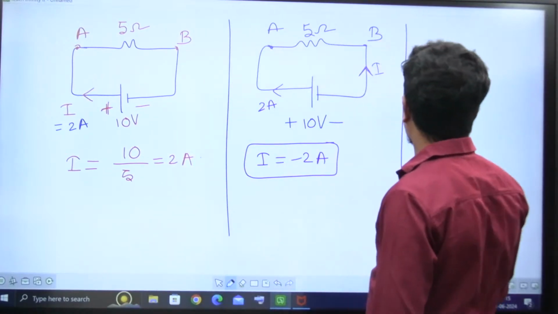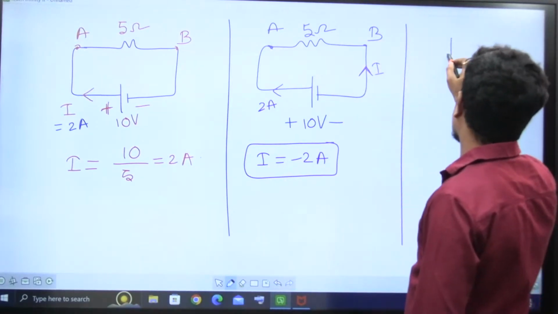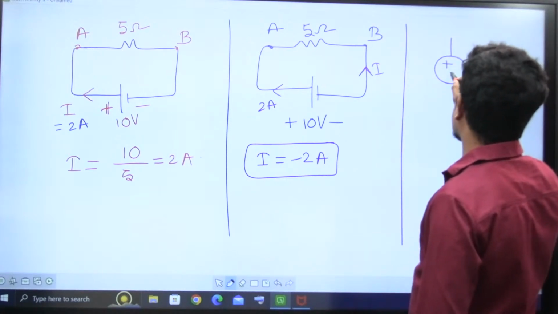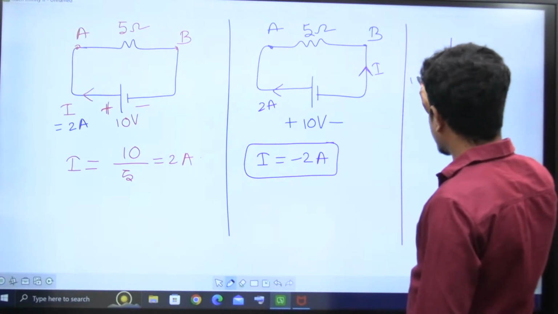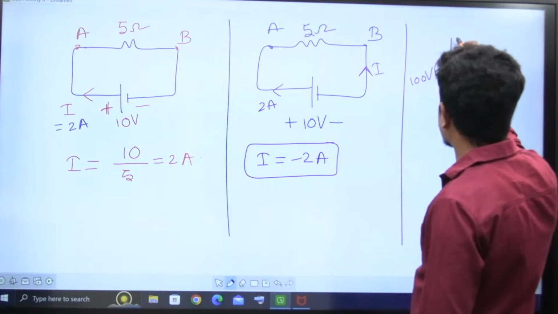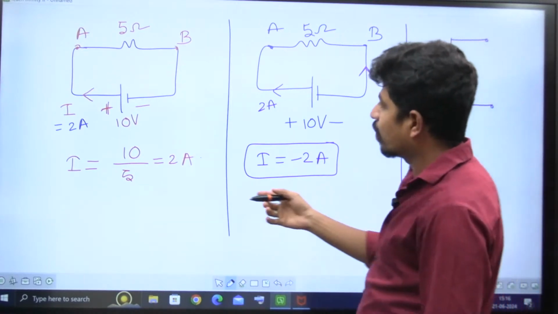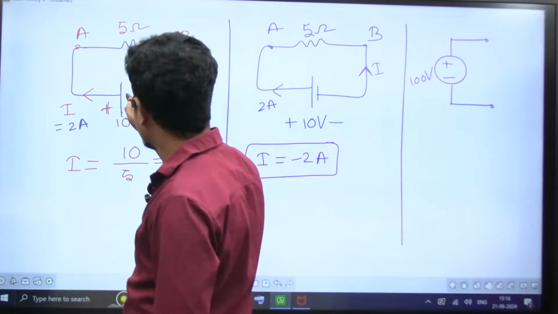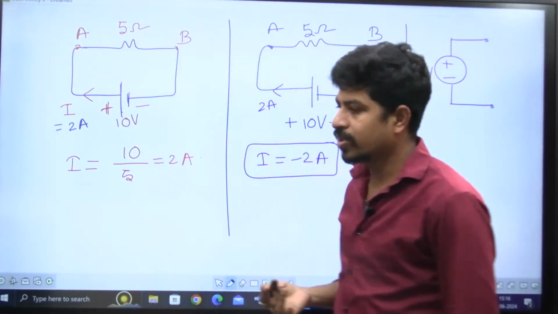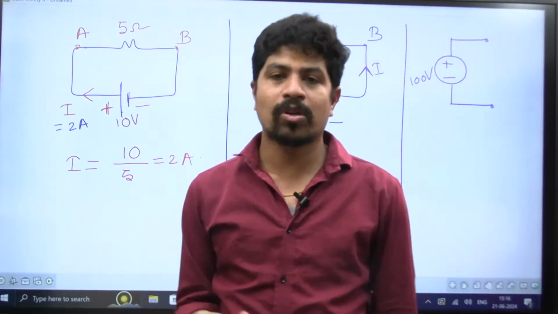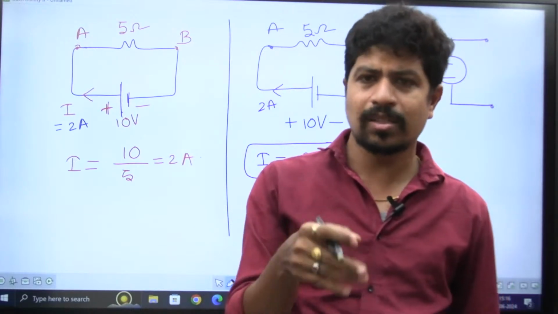Now about voltage also, this is plus and minus I have given. This one is 100 volts. You know what this means? This way also I can denote a DC voltage. For the DC voltage, this is one way of representation and that is another way. So which one has the higher potential? Always plus is at higher potential, minus is at lower potential.